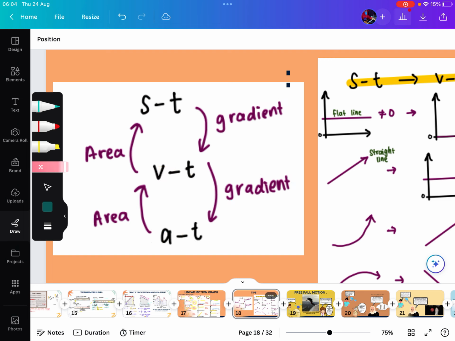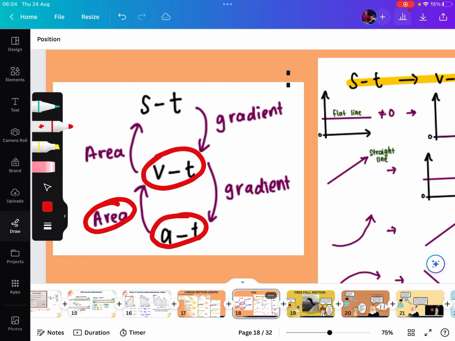And when we move in the reverse direction from AT, VT to ST, the area of the AT graph will produce a VT graph, and then the area of the VT graph will produce an ST graph.